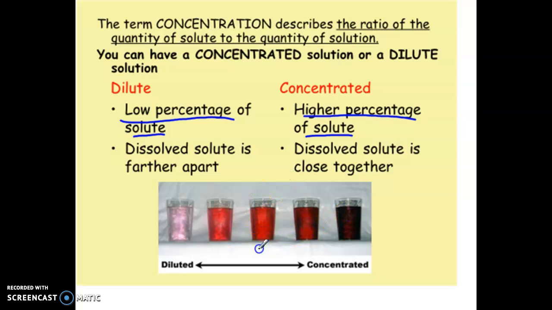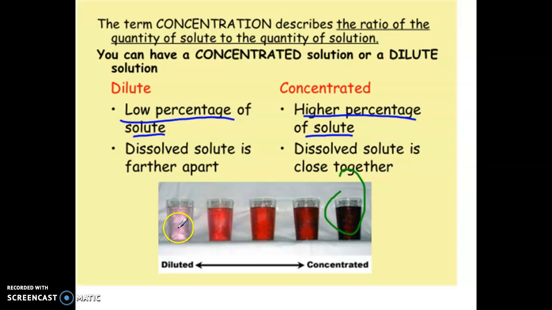You'll notice that the more concentrated, you can tell obviously it's red food coloring. The more concentrated the solution is, the more drops of food coloring that was added. So this one on the far right has the highest amount of food coloring. This would be called the most concentrated. It has the most solute.